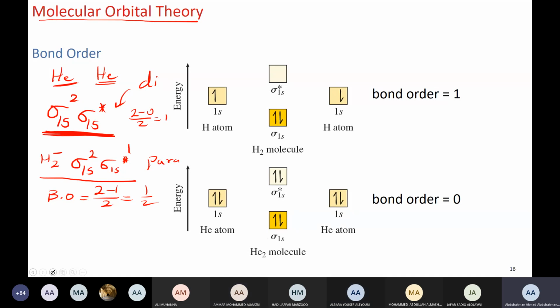Doctor, we don't need to draw the orbitals, right? No, you don't need to, unless in the exam I give you these orbitals, for example, and ask you to fill them with electrons. You don't have to draw the orbitals. If you write it like this, that is fine for me. That is for hydrogen and helium.